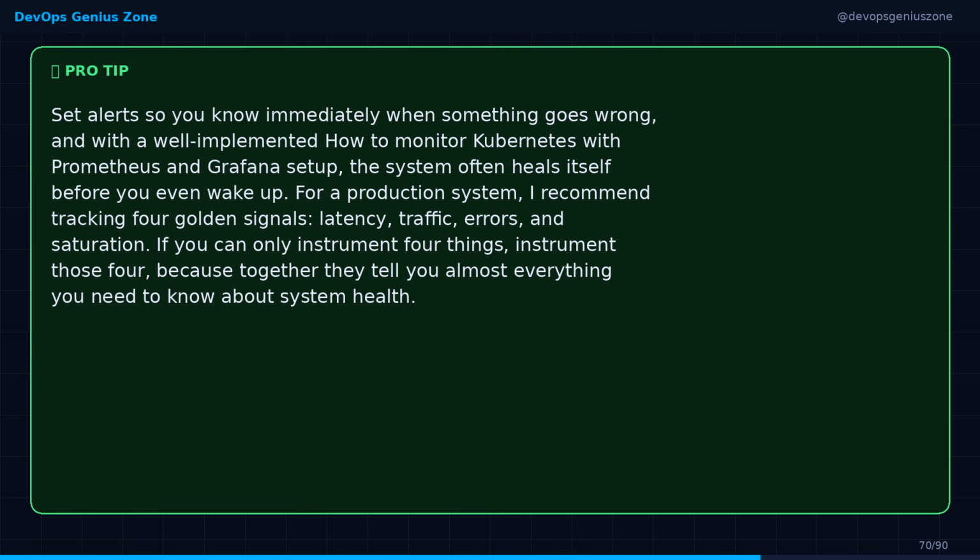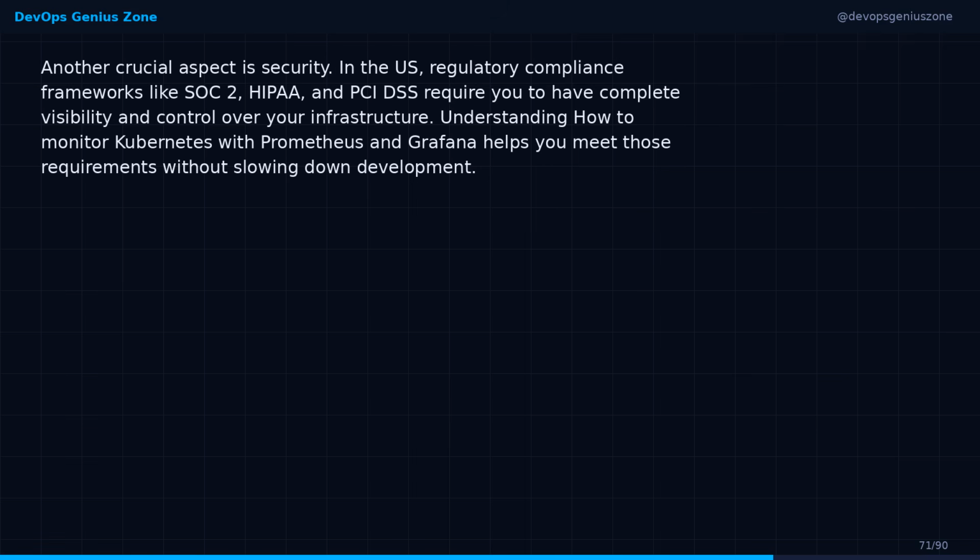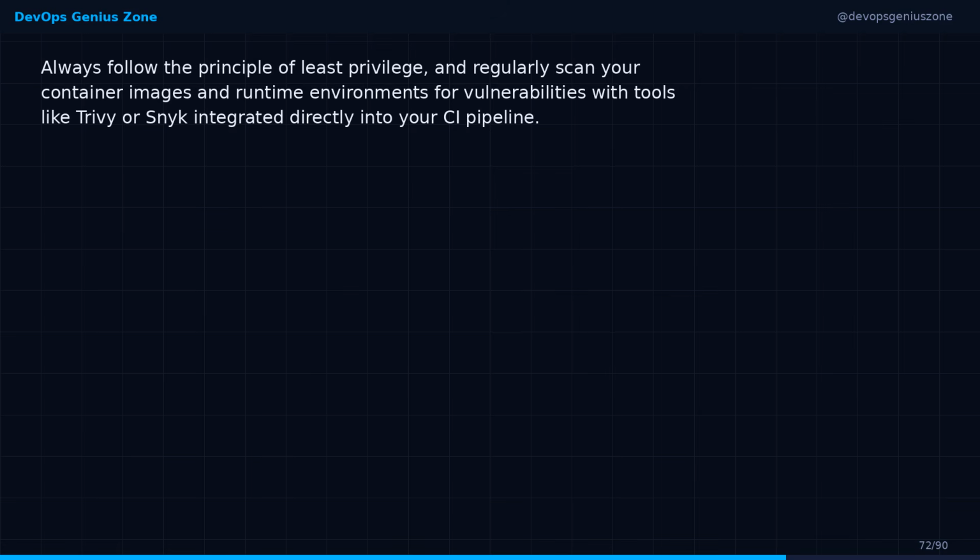Another crucial aspect is security. In the US, regulatory compliance frameworks like SOC2, HIPAA, and PCI DSS require you to have complete visibility and control over your infrastructure. Understanding how to monitor Kubernetes with Prometheus and Grafana helps you meet those requirements without slowing down development. Always follow the principle of least privilege, and regularly scan your container images and runtime environments for vulnerabilities with tools like Trivy or SNYK integrated directly into your CI pipeline.